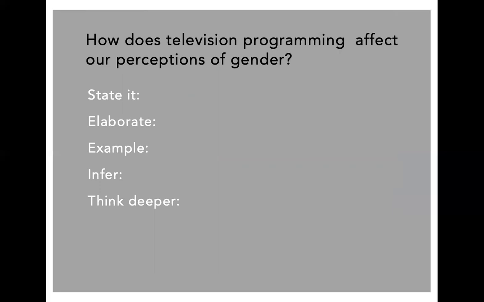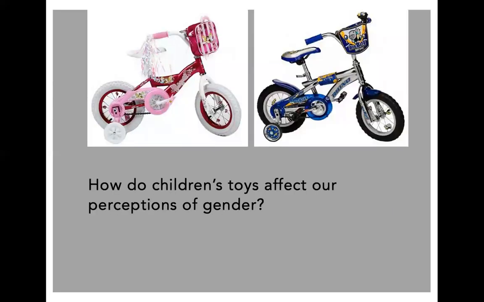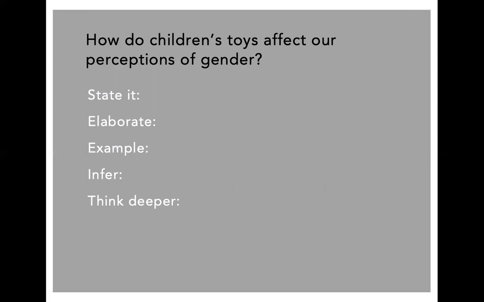Here's another one. How do children's toys affect our perceptions of gender? In this case, does the function of the little two-wheeler with training wheels change at all? No, but we clearly can see in this very binary example that we have one bike that's marketed towards girls and one bike that's marketed towards boys. How would you respond to this question?